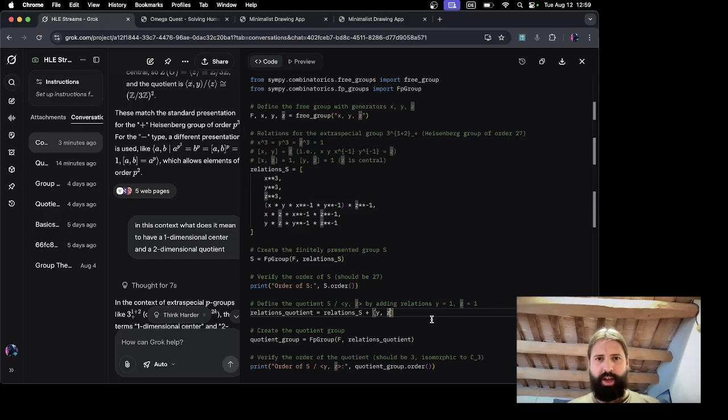Because you're essentially saying Y is the identity, Z is the identity, and you're adding that to the relations. So you're making some of these things redundant, right? You're just saying, well, forget about Y, forget about Z.